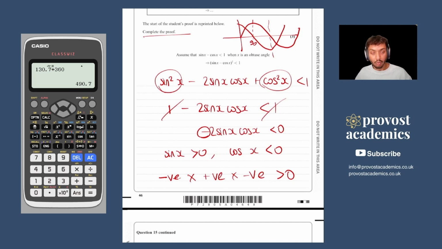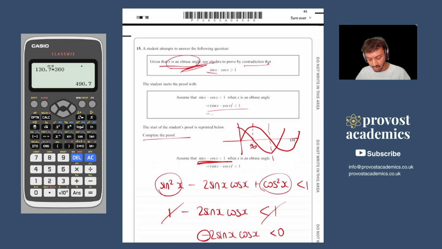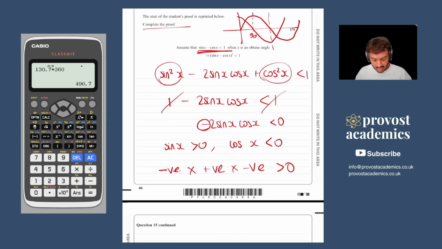So we proved by contradiction that this statement is wrong, but the original statement was indeed correct. So we just write one line saying proved by contradiction.